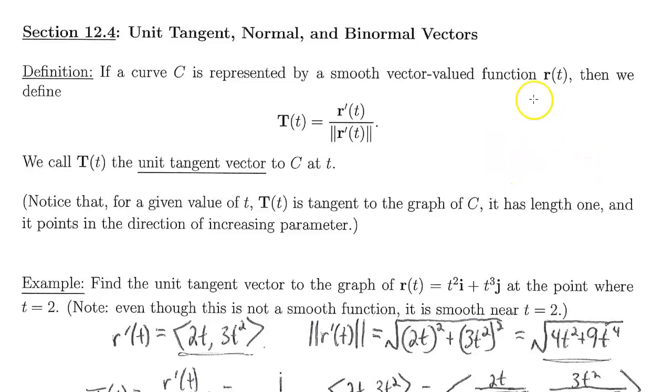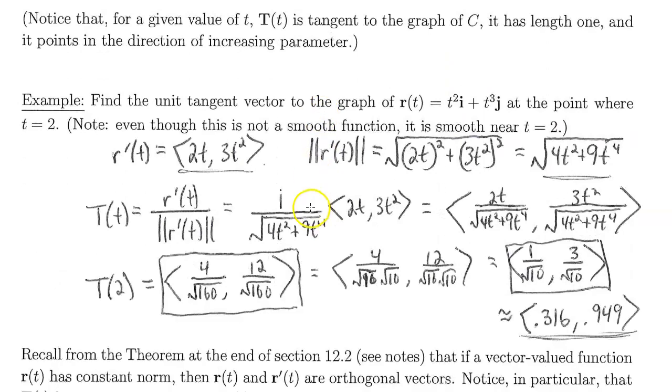r of t is some curve in 2-space or 3-space. r prime of t will be a tangent vector, but if we want the unit tangent vector, we have to take that tangent vector and divide it by its length. So T of t will be a tangent vector of length 1. It'll be the unit tangent vector. Notice that for a given value of t, T of t is tangent to the graph, it has length 1, and it points in the direction of increasing parameter.